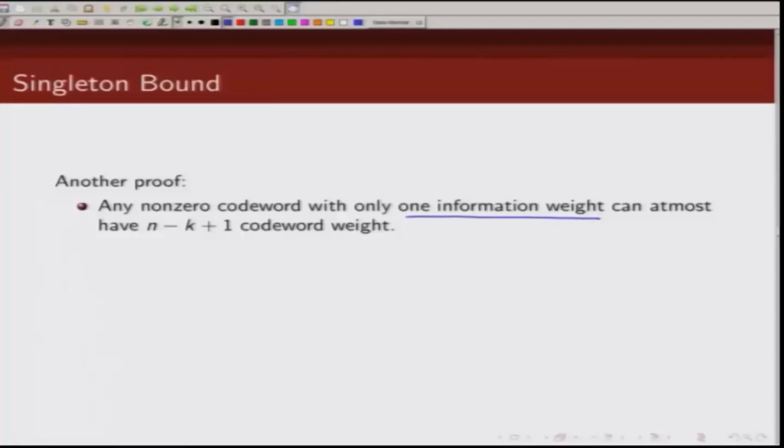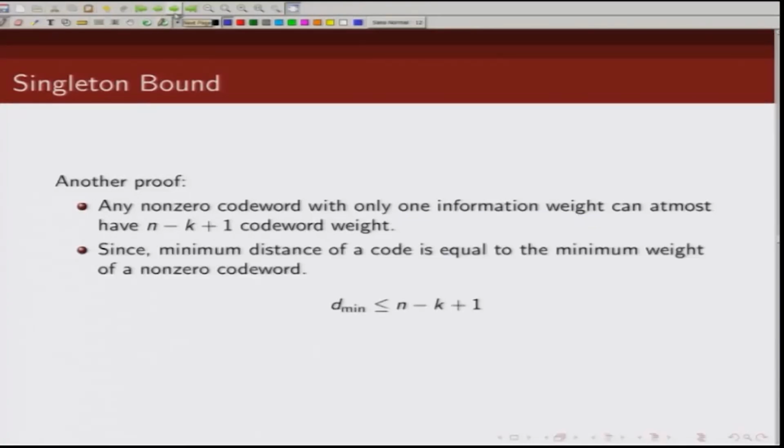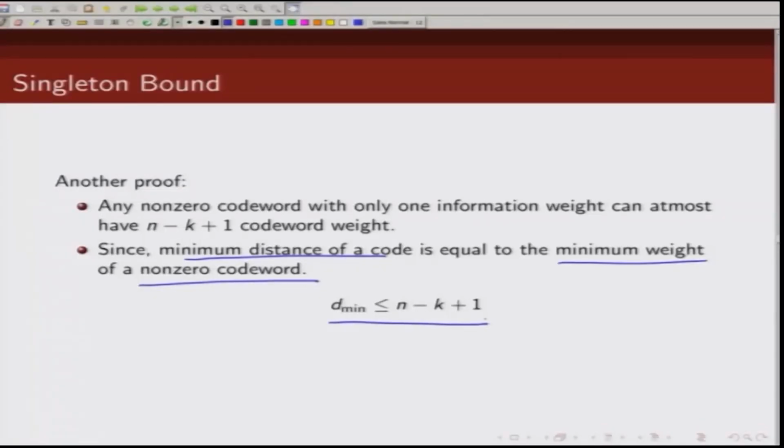So, we cannot have weight more than n minus k plus 1, and since the minimum distance of a code is equal to the minimum weight of a non-zero codeword, if you feed in a non-zero information sequence, the maximum output weight that you can get is n minus k plus 1, and hence the minimum distance of the code cannot be more than n minus k plus 1.